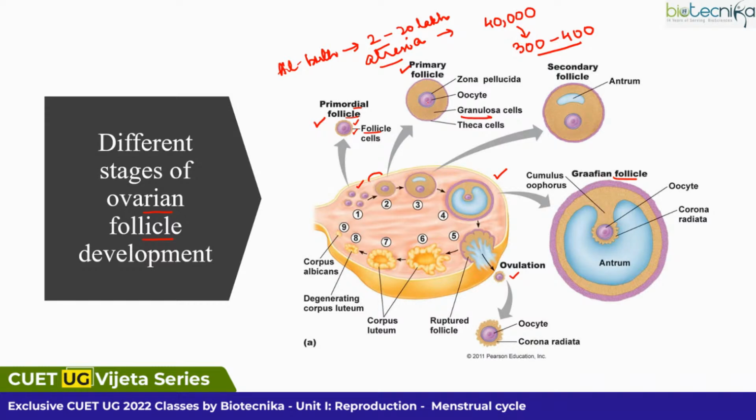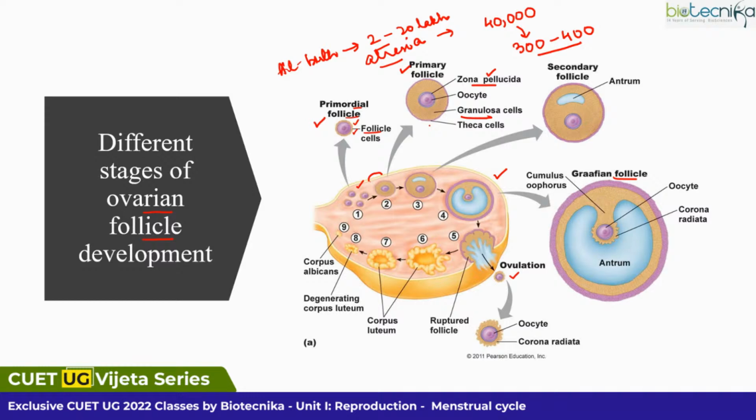Okay, so the oocyte is surrounded by many layers of granulosa cells, and surrounding the oocyte there is a glycoprotein layer, the blue layer that you can see. That has also developed in the primary follicle stage, and it is known as zona pellucida. It is a glycoprotein layer that provides nourishment to the oocyte.